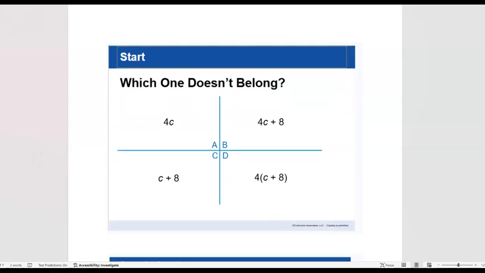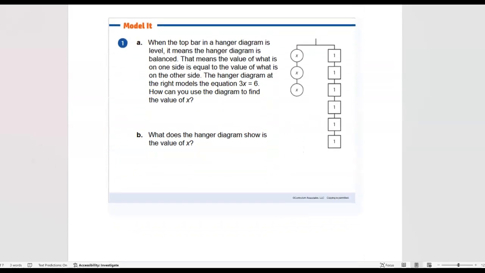So our first type of problem is this hanger diagram, and these are so important because this is the basis of an equation. A hanger diagram basically says that things are balanced, all right? So they're saying this side right here is equal to this side right here. Well, let's write the expression on this side. There's 1, 2, 3 x's. That means 3x. Over here there are 6 1's. That means 6. So our equation is 3x equals 6.